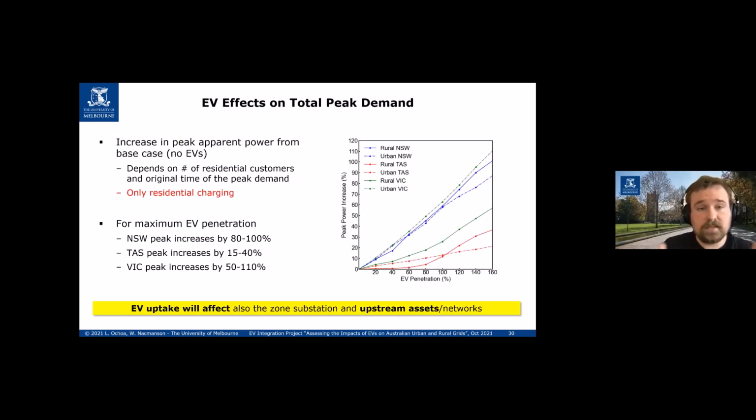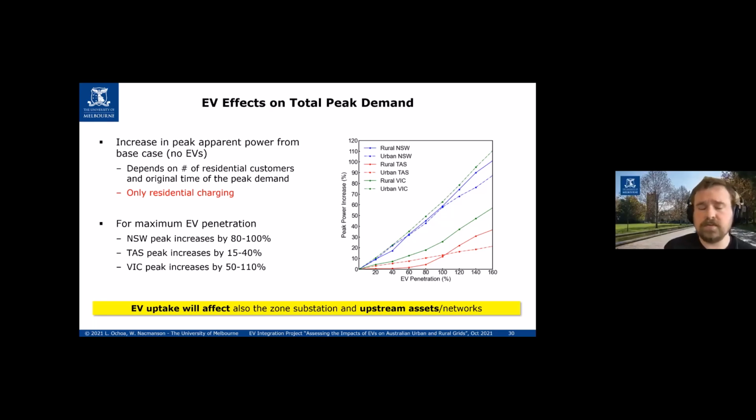So as an overview, we can think about what's happening with peak demands when we aggregate the whole HVLV network. This already starts to give you a picture of where things are going, and importantly, what it means for the wider network beyond just the HVLV feeder. What we're showing here is the increase of peak apparent power from the base case. So what is the increase of peak power from when we have no EVs, considering any time? And as we expect, peak demand is increasing quite significantly.